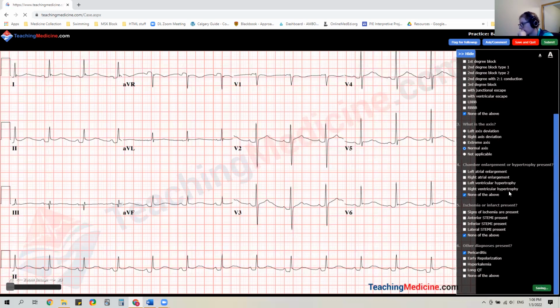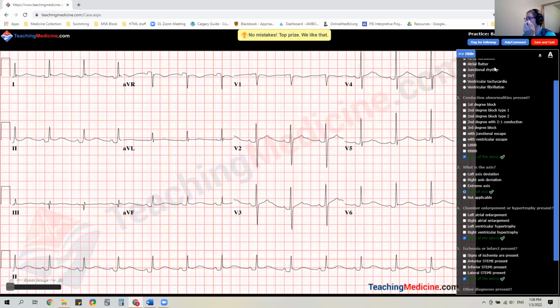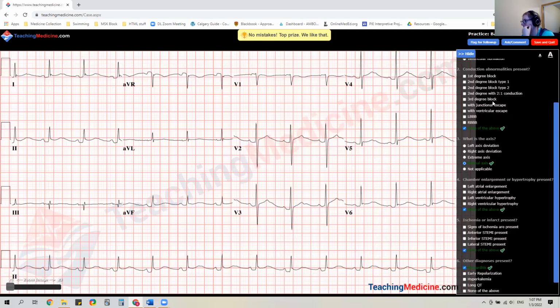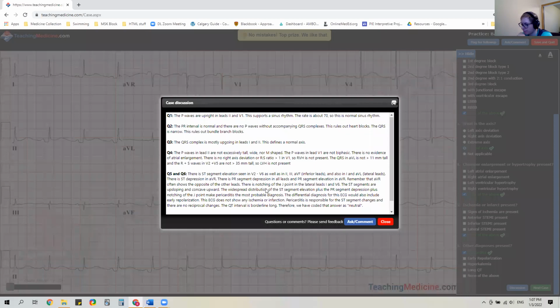Let's have a look. Oh, nice. Got it. So normal sinus rhythm. So we'll finish on a high note. No conduction abnormalities, normal axis, no hypertrophy that isn't big enough to be a left atrial enlargement. There is no ischemia or infarcts because there's no Qs. The STs were elevated almost everywhere, and the Ts are up. So none of the above, and pericarditis, the PR depression.